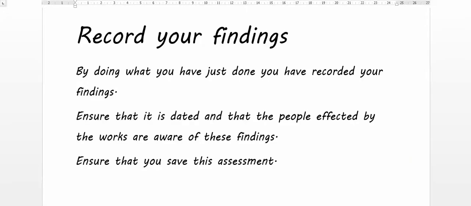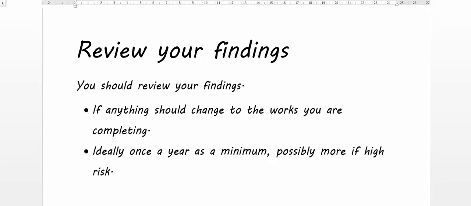Finally, it's important to implement your findings and make sure that the people are doing the things that you have identified, and also record it, which you will have done by completing this risk assessment. This is a legal requirement. Finally, you're required to review your findings. This should happen a minimum of every year, but ideally whenever anything changes, i.e. the location of the work or the people that are doing the work or any element of the work, and update the risk assessment accordingly.